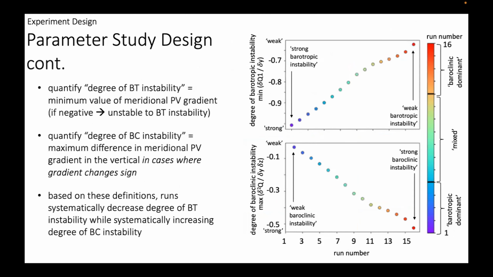Okay. All right, and so we define a metric to quantify the degree of barotropic instability and the degree of baroclinic instability related to this inflowing jet profile, specifically properties of its meridional PV gradient. And based on these definitions, we have this set of 16 runs that systematically are going from strong barotropic instability to weak barotropic instability. At the same time, we're going from weak baroclinic instability to strong baroclinic instability. Okay.